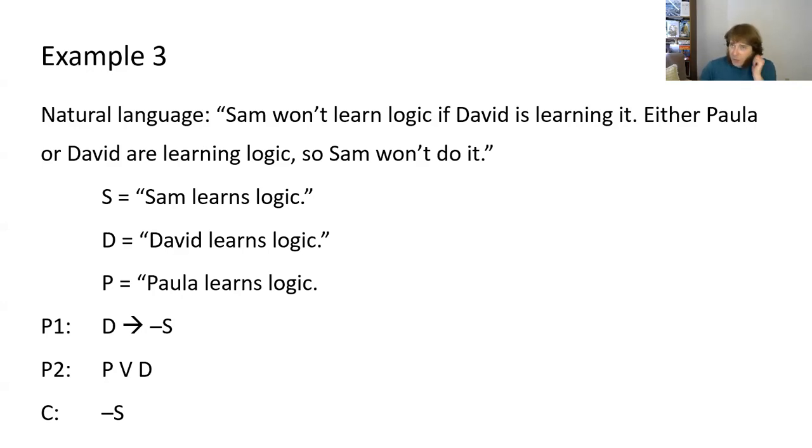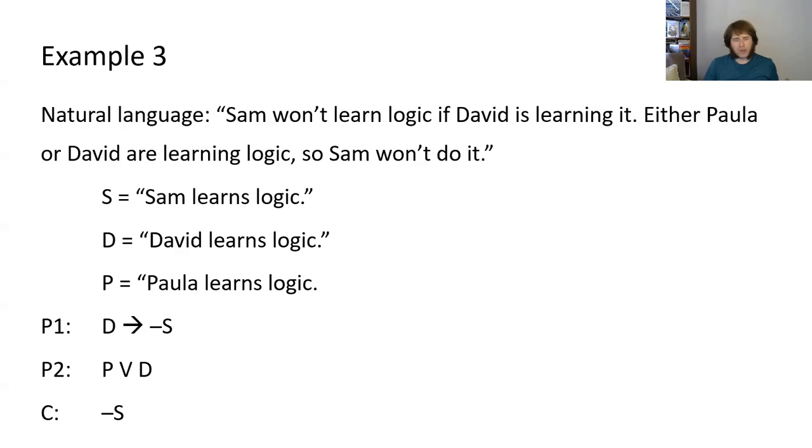One note on premise 1, and this had to do with when we're talking about necessary and sufficient conditions. I represented premise 1 as if David learns logic, then Sam won't learn logic. If you look at our natural language statement, that's really what's going on, because we have "if David is learning it." The "if" signifies the antecedent. In the actual sentence, the antecedent comes after the consequent. That doesn't really matter logically speaking. We have to have our if first and then our then. So if David is learning logic, then Sam won't learn logic.